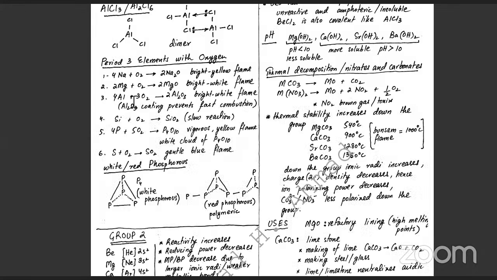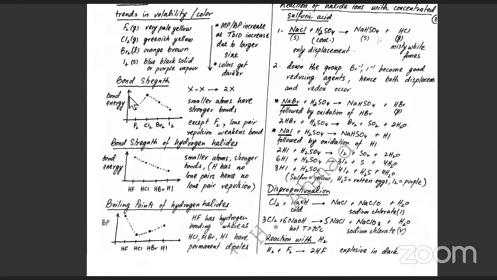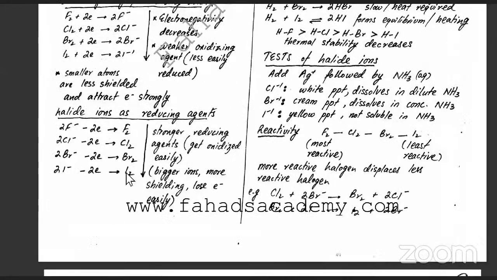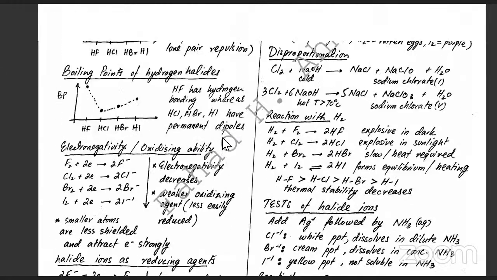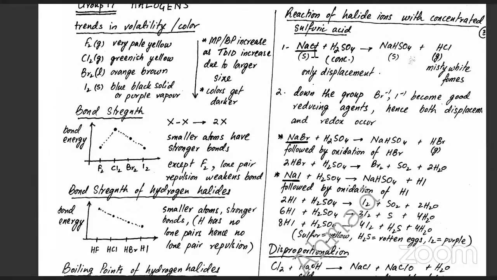So remember about group 17, that down the group, they become better reducing agents. So when you do a reaction with H2SO4, this thing comes very often. Remember, NaCl with H2SO4, you don't get a redox reaction. You just get a normal displacement reaction, and it ends up forming HCl with NaHSO4. But down the group, Br-1 and I-1 become really good reducing agents. So instead of a displacement reaction, you start getting a redox reaction, where I-1 starts getting oxidized to iodine, and Br-1 starts getting oxidized to bromine.